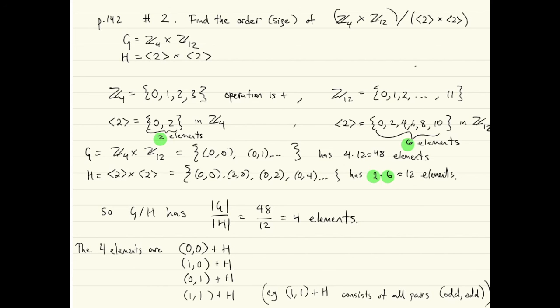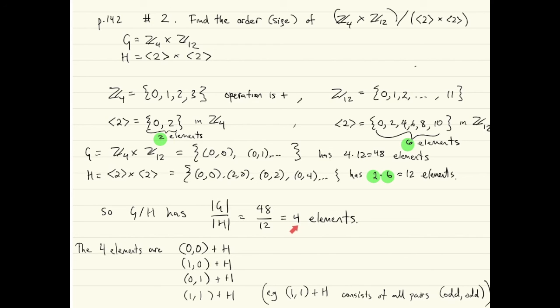And H has 2 times 6, or 12 elements, because H is the direct product of these 2 subgroups. So the first component of your ordered pair can come from 0 or 2. The second component can come from any one of these 6 numbers. Here I've only written some of the choices, not all 12 elements, but for example 0, 4 takes 0 from here and 4 from here. So we get 12 elements. And so G mod H has order the order of G divided by the order of H, so 48 over 12, or 4 elements.